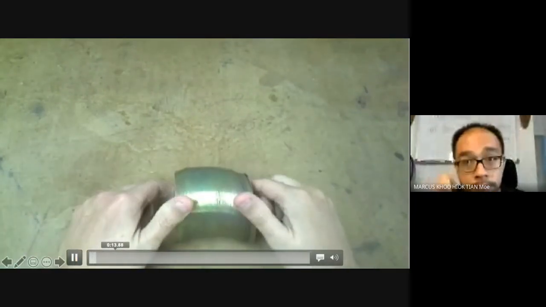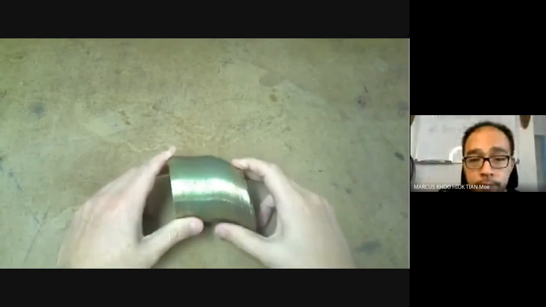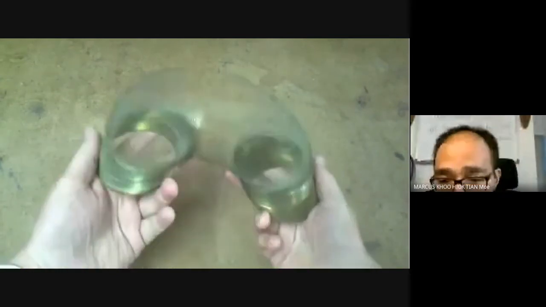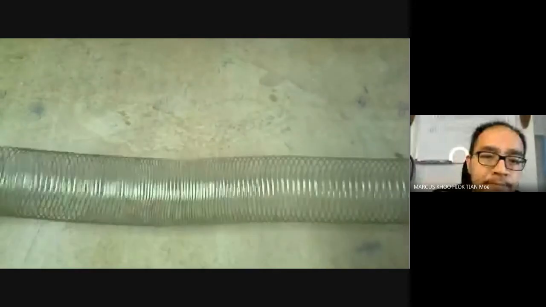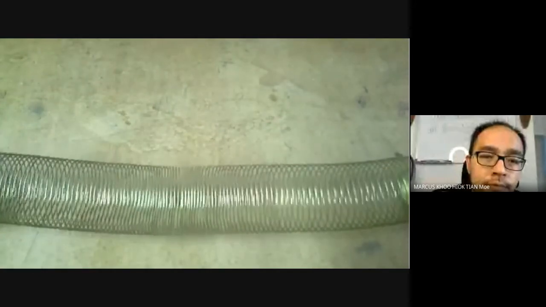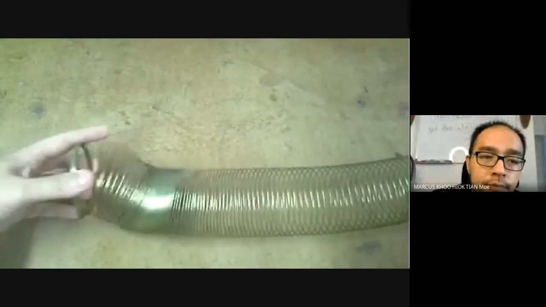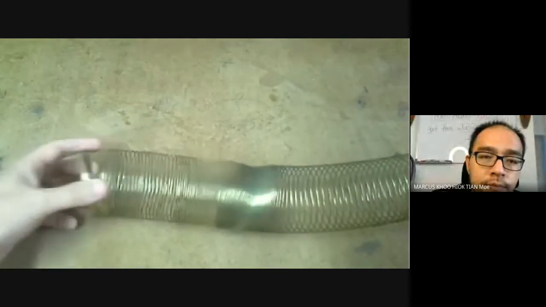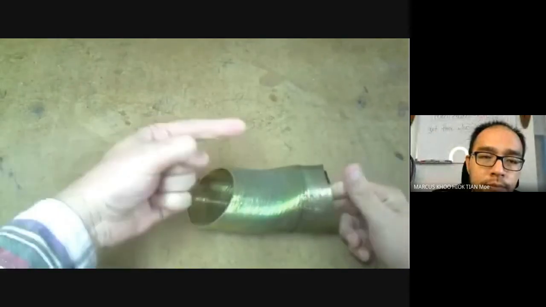Hi guys, today I just want to show you a demonstration of transverse and longitudinal waves using a slinky. Now, transverse waves, the direction of energy is going to be going forwards, and that's the same with longitudinal waves as well. The energy is going to go this way.